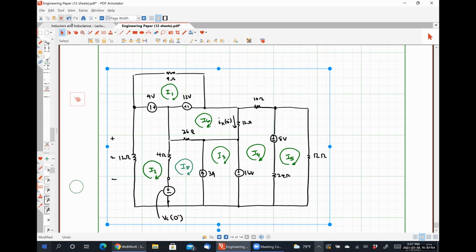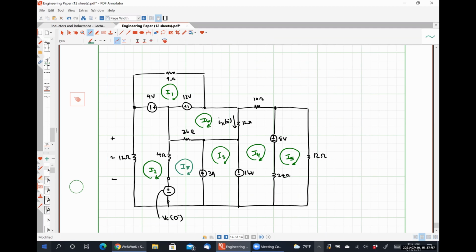At t equals infinity, my capacitor is now an open circuit again. So I will have plus minus VC at infinity, which gets rid of this mesh 8. And then we would analyze all of those and figure out what Ix is.